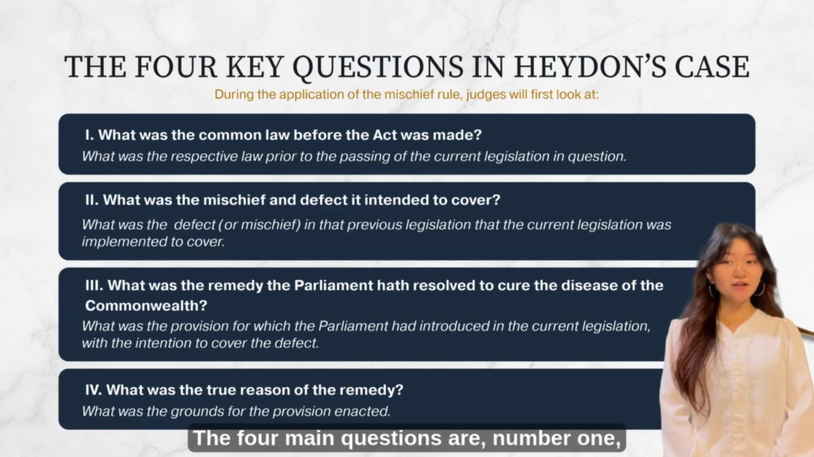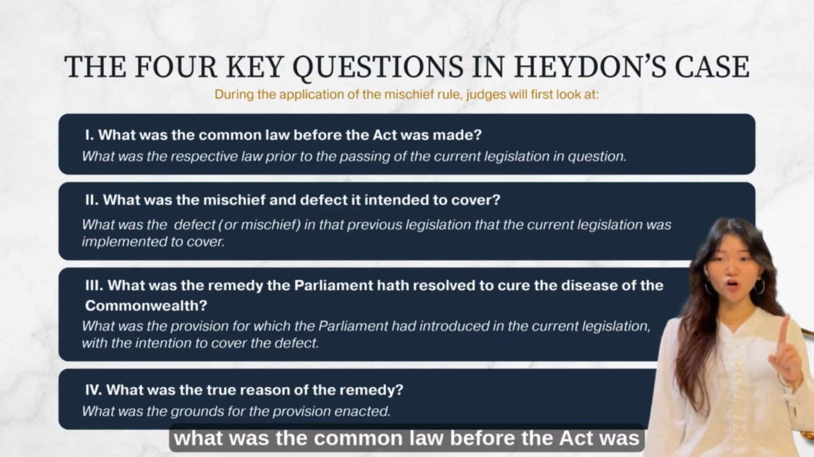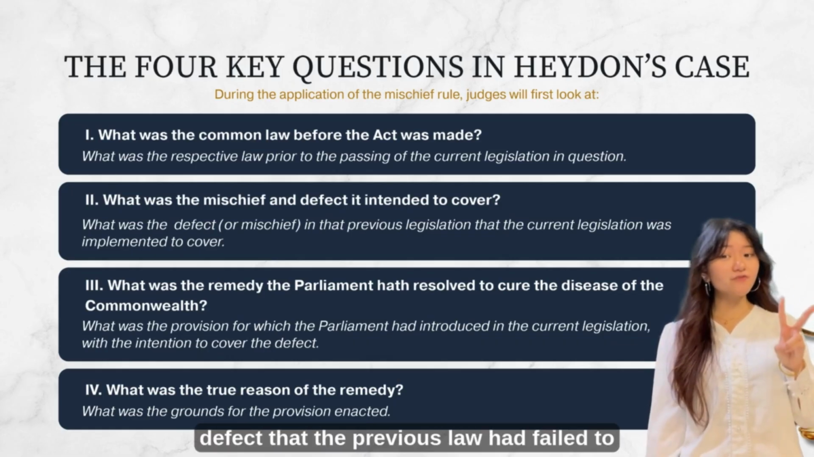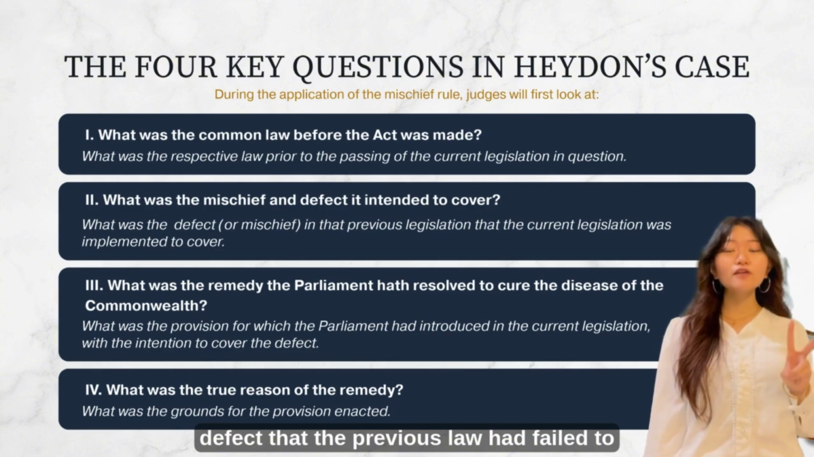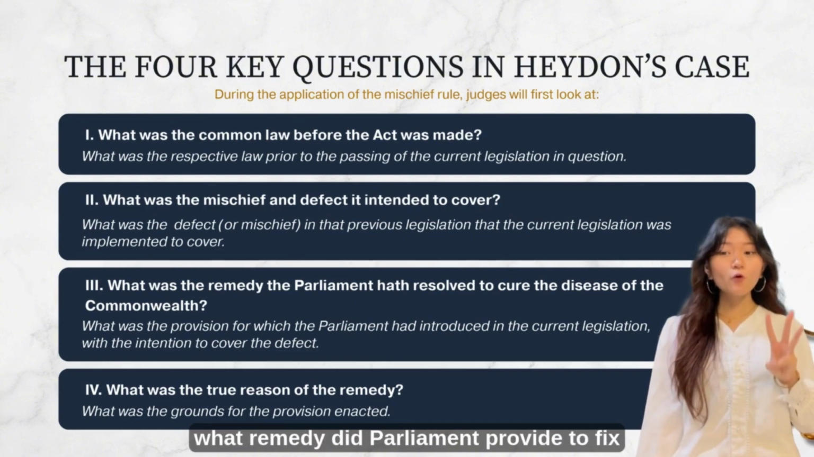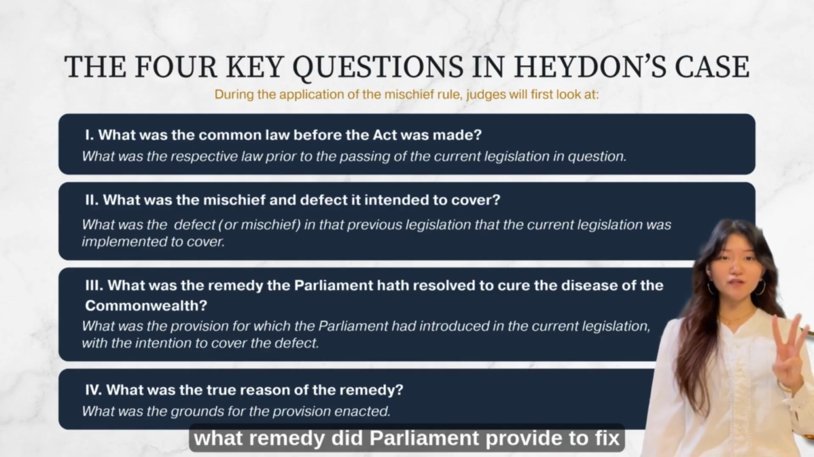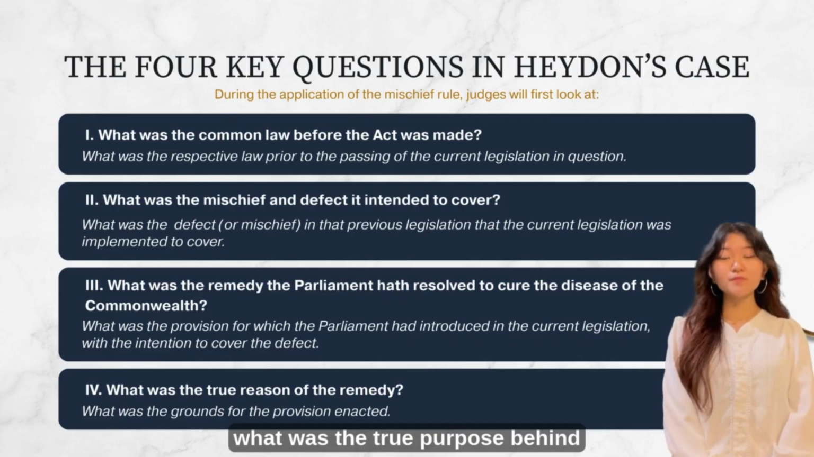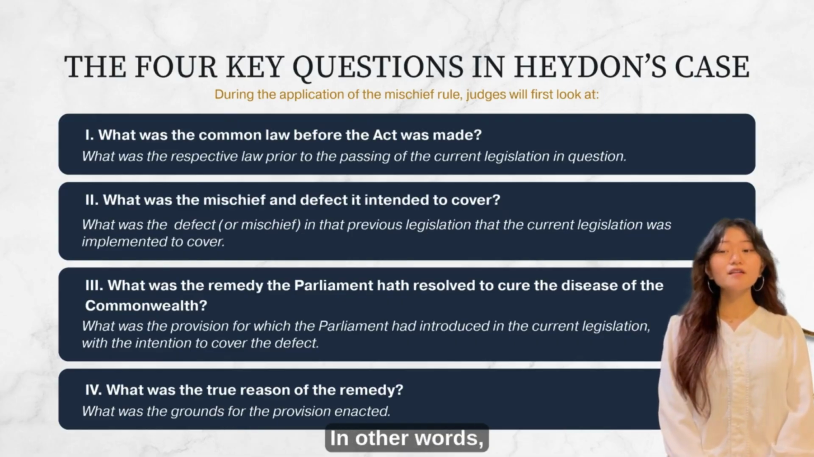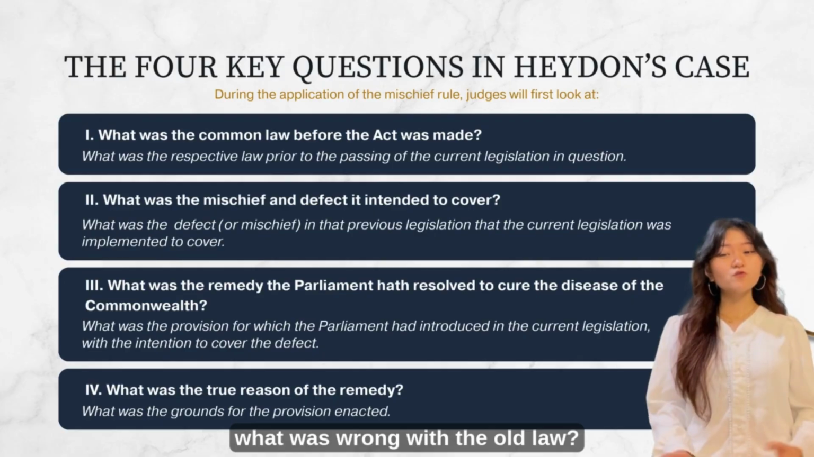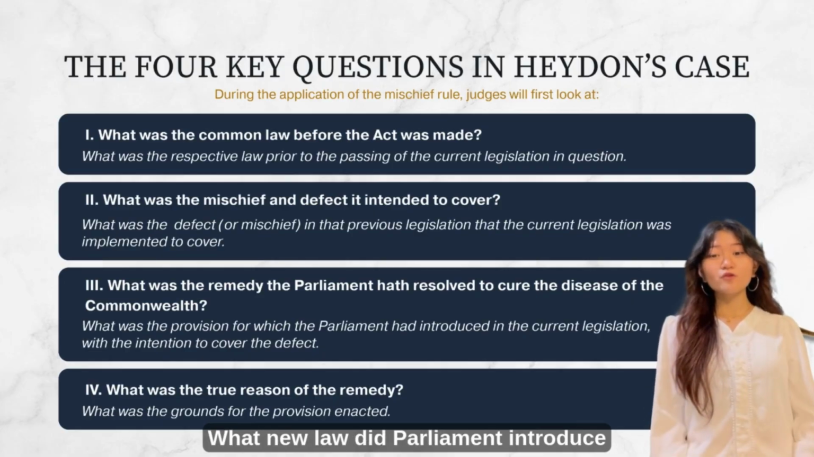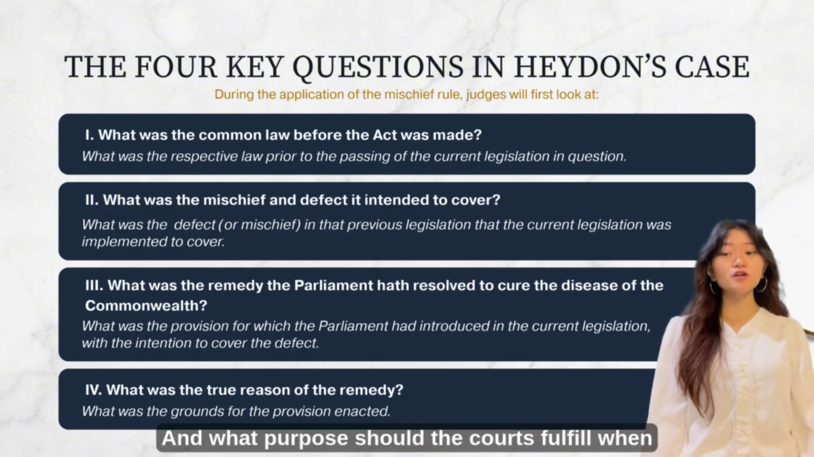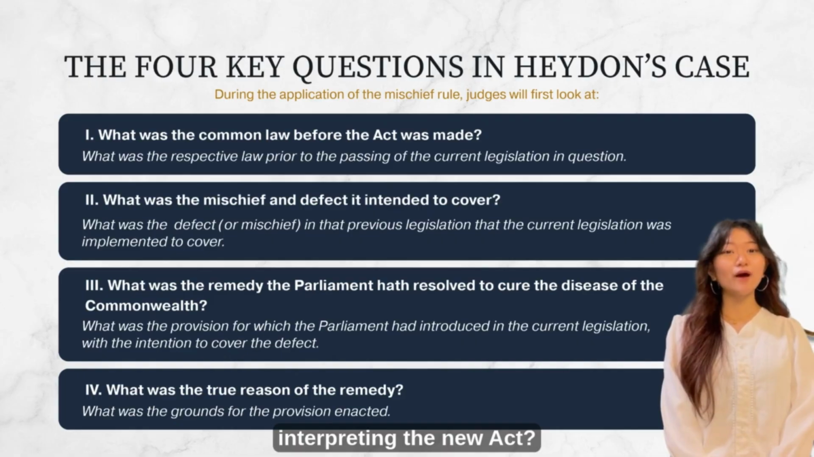The 4 main questions are: number 1, what was the common law before the act was passed? Number 2, what was the mischief or defect that the previous law had failed to address? Number 3, what remedy did Parliament provide to fix the problem? And lastly, number 4, what was the true purpose behind that remedy? In other words, what was wrong with the old law? What new law did Parliament introduce to fix it? And what purpose should the courts fulfill when interpreting the new act?